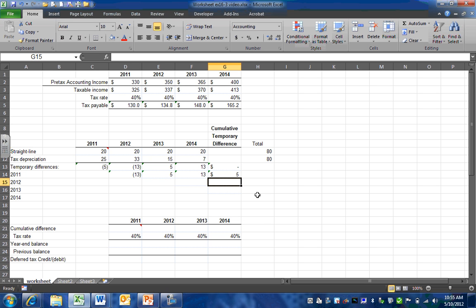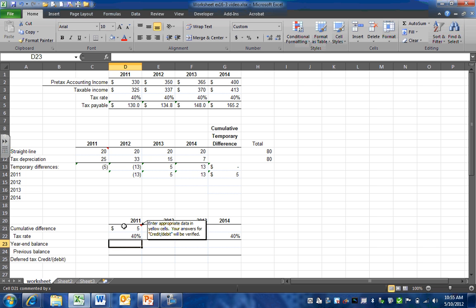So in the future, we will have a situation where we have $5 million more on our income statement than on our tax return, and that creates the deferred tax liability. So we will enter our $5 million here.